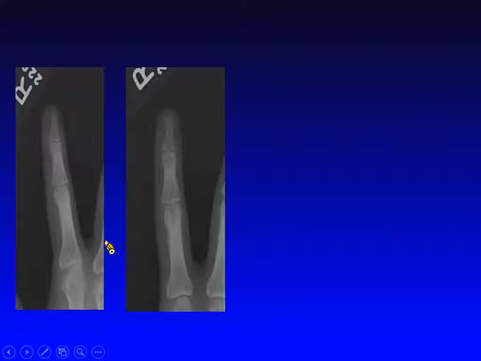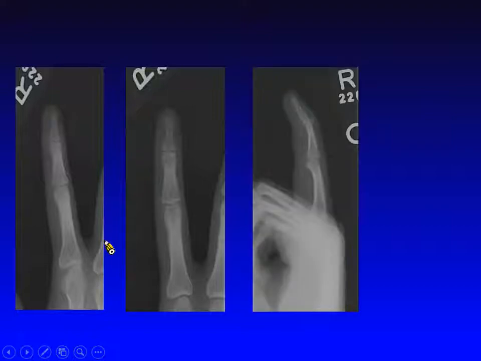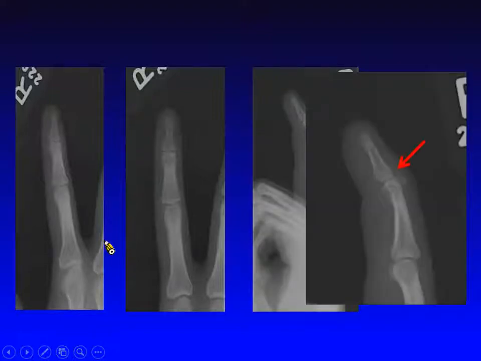Always look at the lateral view. On this AP and oblique views, we don't see anything. But on the lateral view, you can see this extensor tendon injury here.